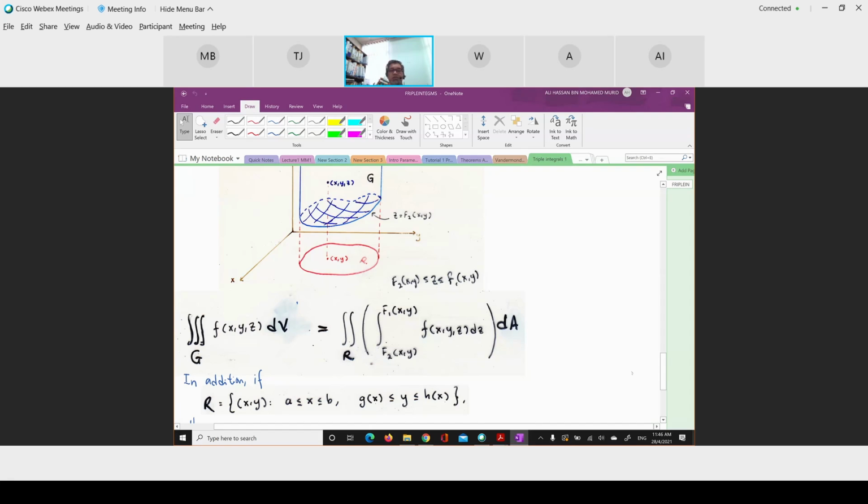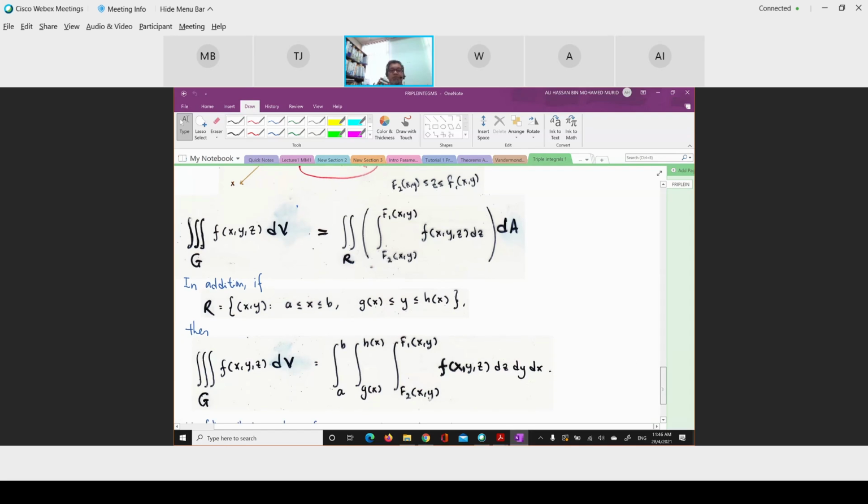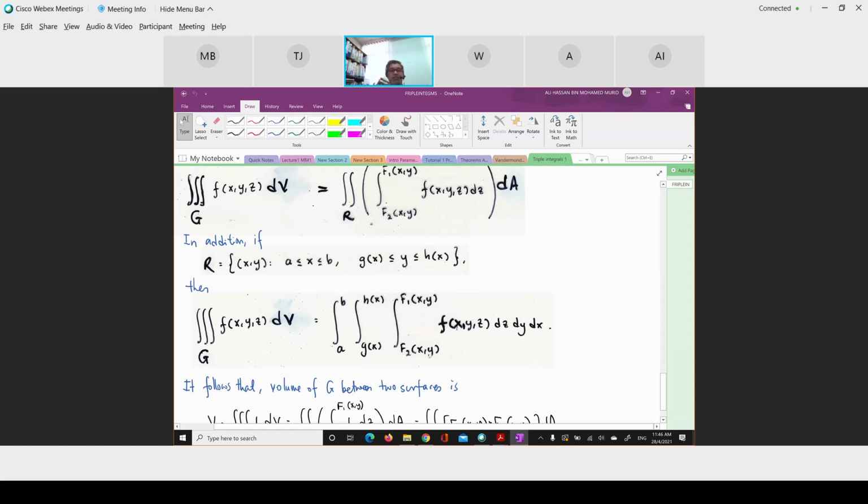And if in addition R has these limits, x is bounded by numbers and y is bounded by two functions of x, then we must integrate with respect to y first. After integrating with respect to z, then we integrate with respect to y, and finally with respect to x, because x is bounded by numbers. So we must use this order if R is given as shown here.